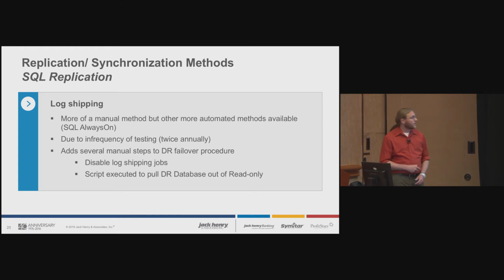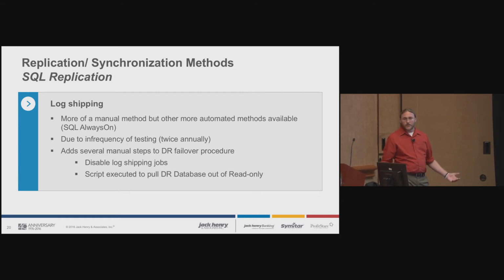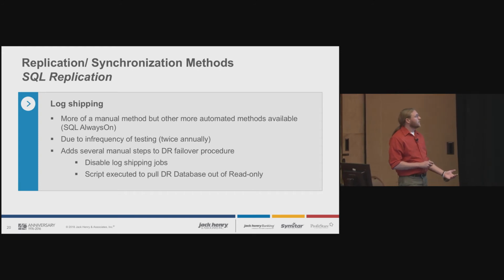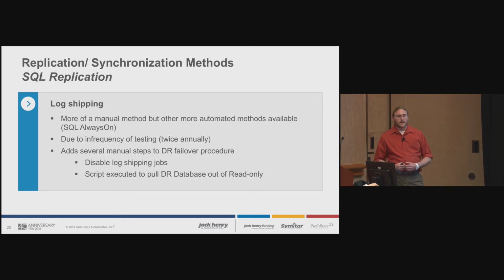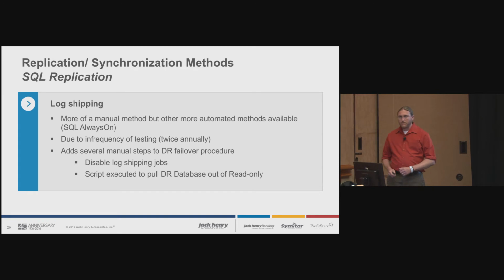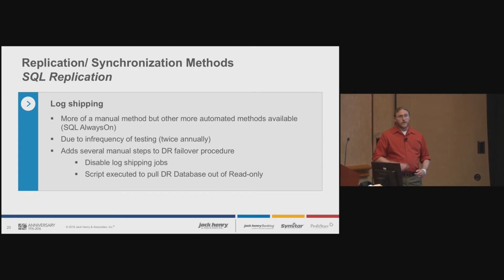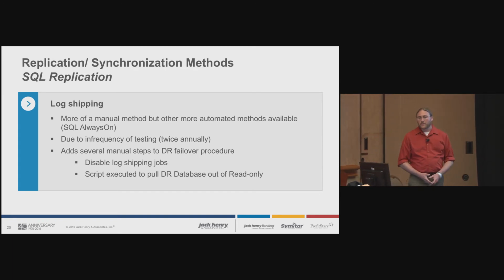We also have a script because when you configure a log shipping job, it puts the secondary database into a read-only state. And we have a script that we run that pulls that out of the read-only state and makes it available for use. Again, we went with this method just for the low administrative overhead, and due to the infrequency of testing. We only test our DR a couple times a year, and it's not a big deal for us to go in and set up the log shipping, configure it each way. But that is something that I'll cover at a later slide. We are looking for future improvements on it.